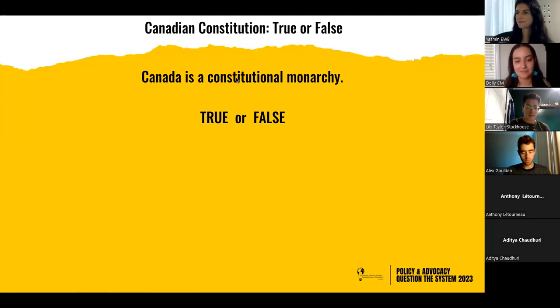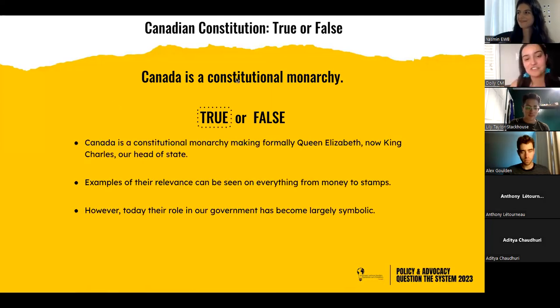It is true. Canada is a constitutional monarchy, making formerly Queen Elizabeth and now King Charles our head of state. The relevance can be seen on everything from money to stamps. Today, the role has become largely symbolic. Even though they are our head of state, they never make laws. It would be very frowned upon for King Charles to say we should change our tax system, for example. So it's just symbolic at this point.